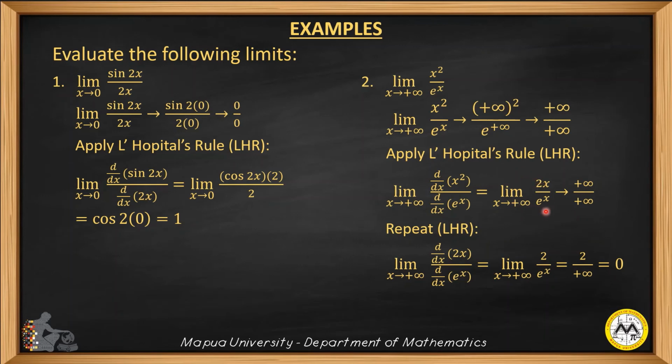Now, whatever is the limit of this expression would also be the limit of the original expression. So that at this point, we conclude that the limit of x squared divided by e to the x as x approaches positive infinity would be equal to 0.